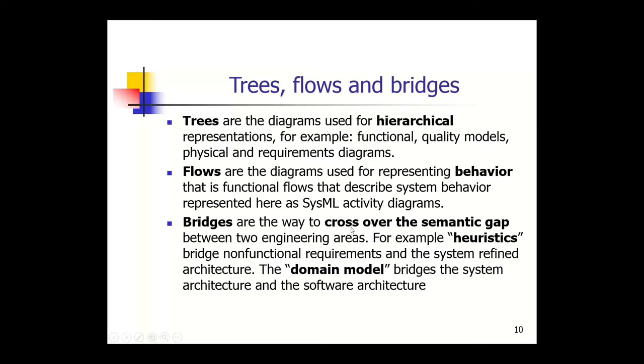There are two main semantic gaps. The first is the semantic gap between non-functional requirements and physical architecture. This semantic gap is bridged by a bridge that is called heuristics. We apply heuristics to bridge that. I will talk about the use of heuristics in this methodology in the INCOSE 2021 conference in July. Today I have no time to talk about that. And the domain model is the bridge between the physical architecture and the software architecture. The domain model is a representation in a UML class diagram of the main concepts that you are interested in implementing by software.